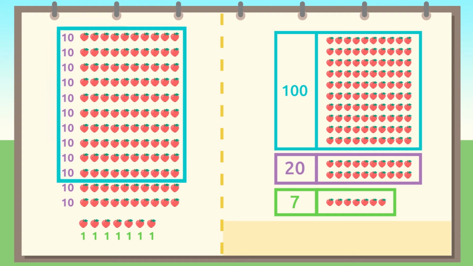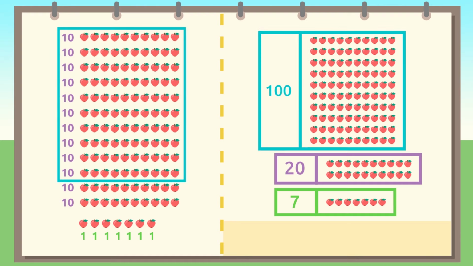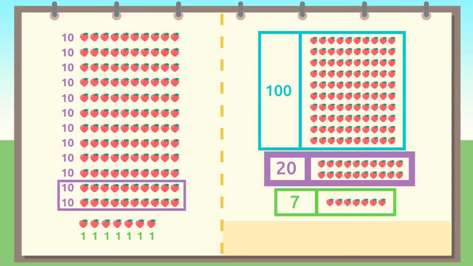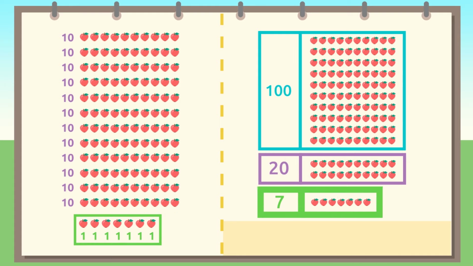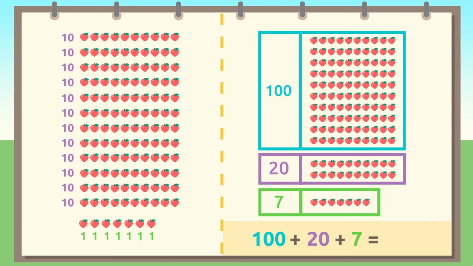10 groups of 10 apples each gives me 100 apples. Then I have 2 groups of 10 apples and 7 single apples left over. Meaning 100 plus 20 plus 7 equals 127 apples. Amazing! I can group the apples by 10 or group them further by 100 to quickly count large quantities.